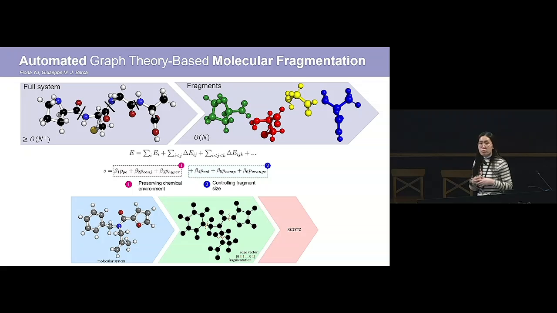And so with this automated fragmentation algorithm, we can help realize ab initio calculations of large molecular systems comprising thousands of atoms, and chemical knowledge will no longer be a prerequisite for fragmentation.